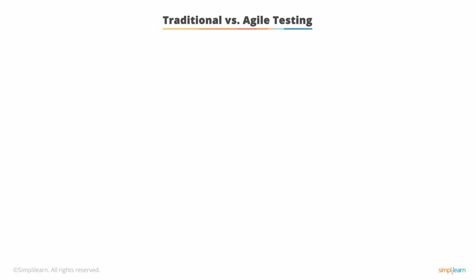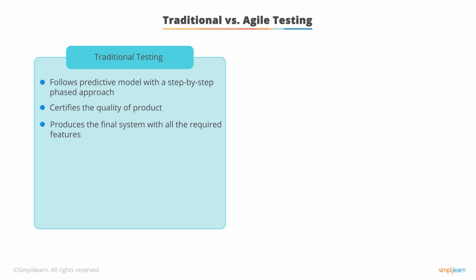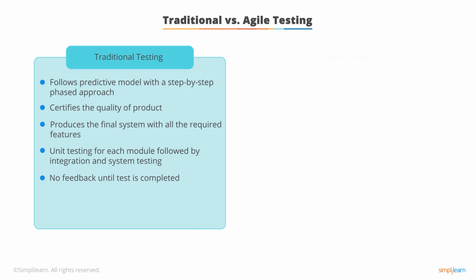Traditional versus agile testing. Let's take a look at traditional testing first. It follows a predictive model with a step-by-step phased approach. It certifies the quality of the product, and traditional testing produces the final system with all the required features. Unit testing for each module is followed by integration and system testing. No feedback is provided until testing is completed, and modifications are implemented in the next release.